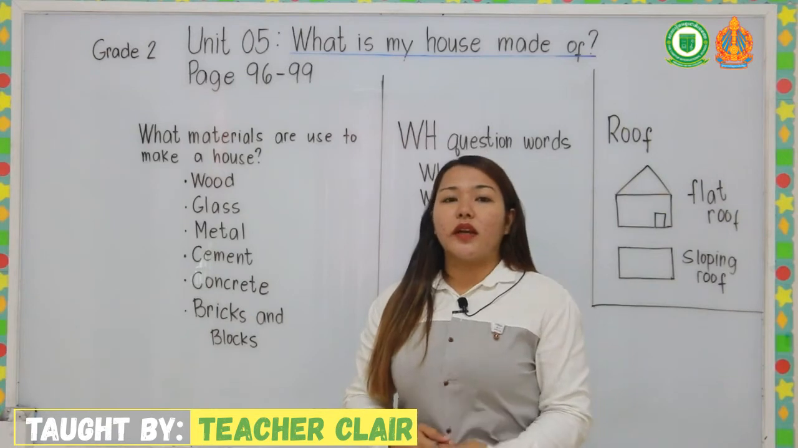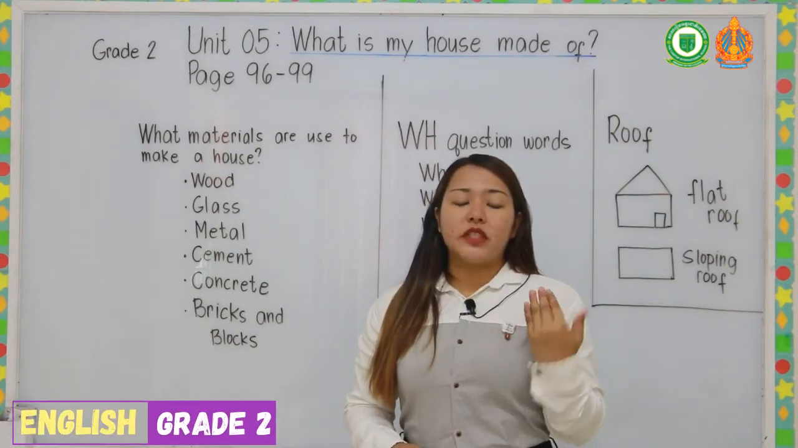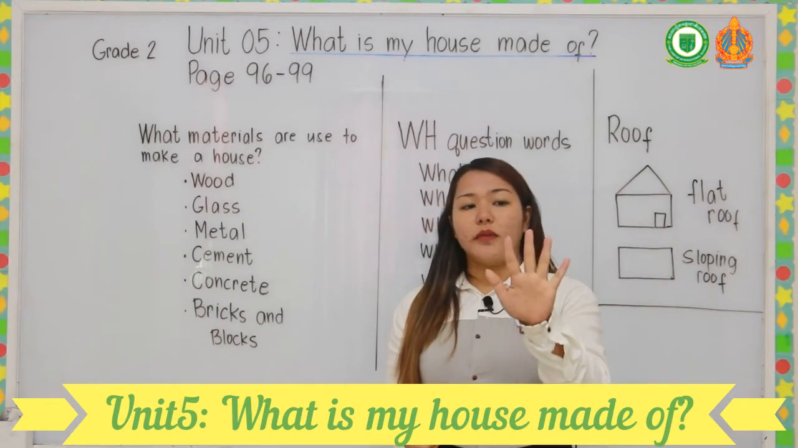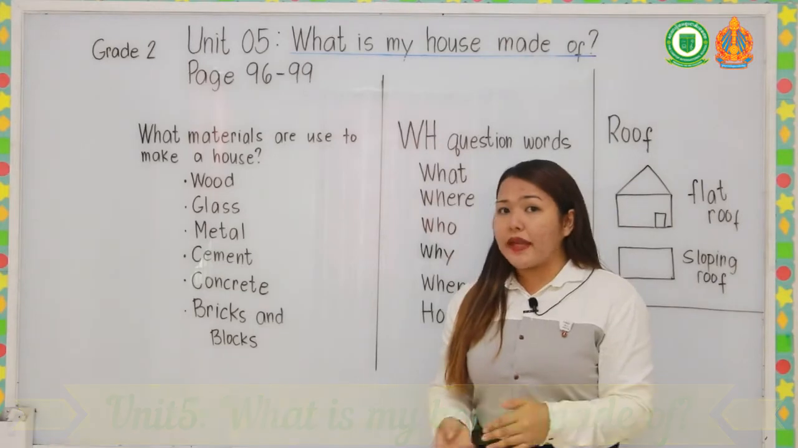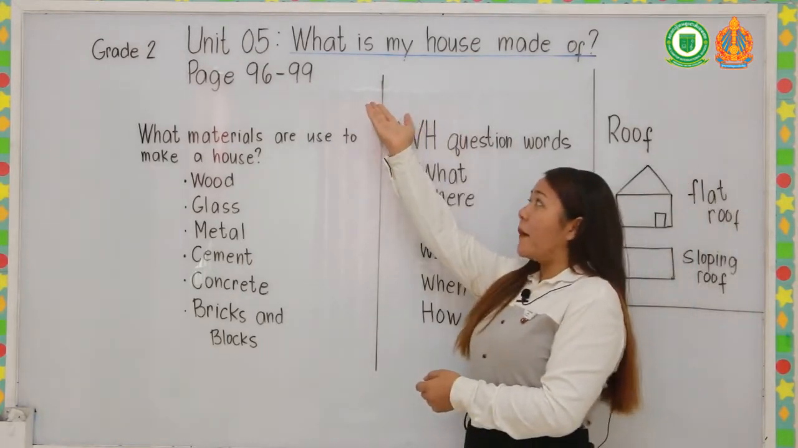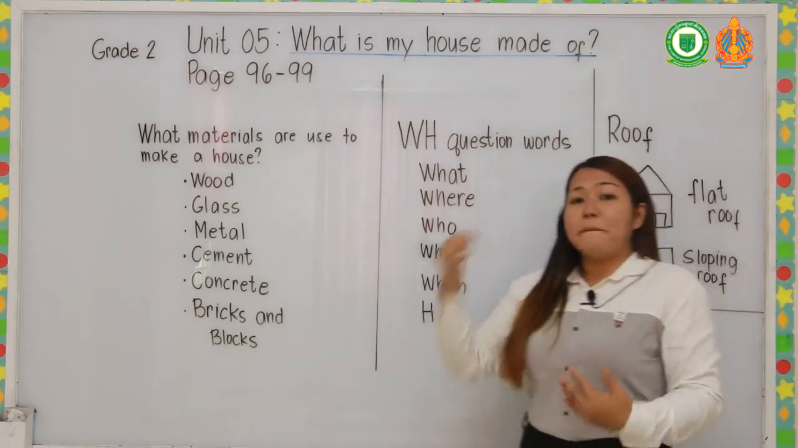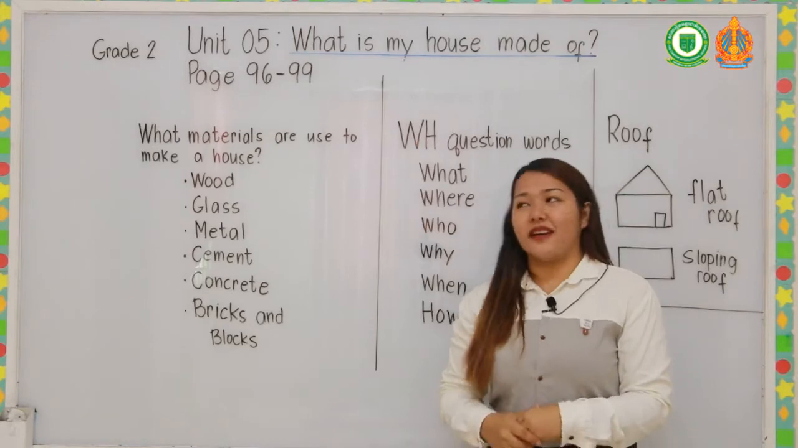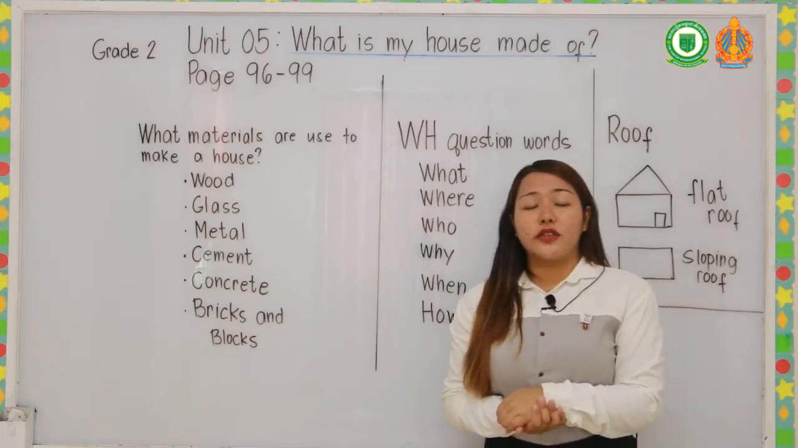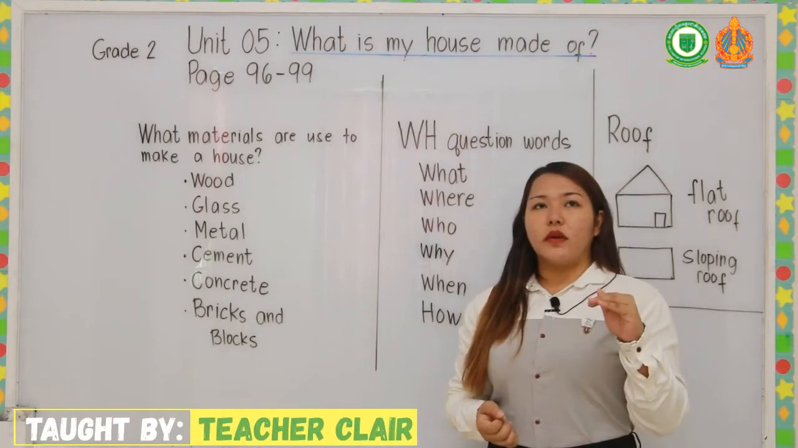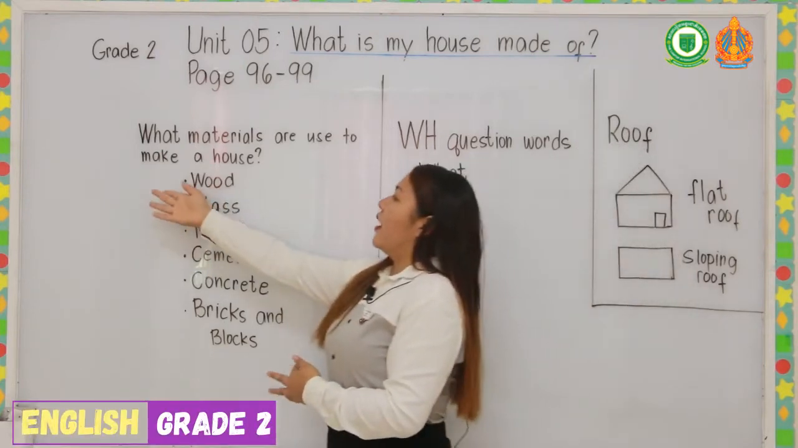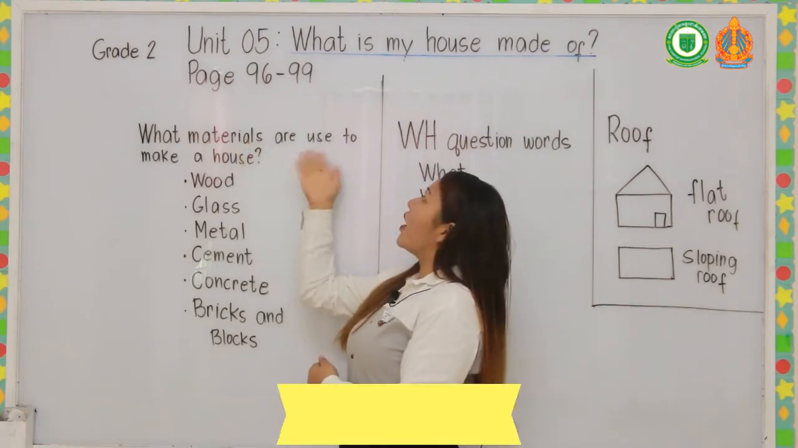Since this is a new term, we are going to start with a new unit in your book, and that's Unit 5. There are several topics under Unit 5, so we are going to take it one at a time, okay? Today the topic would be, what is my house made of? There are different materials used to build a house, and we are going to learn some of them, like common materials that we use in building. We are going to answer the question, what materials are used to make a house?